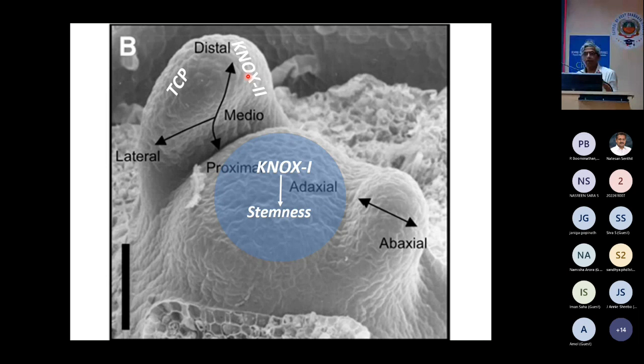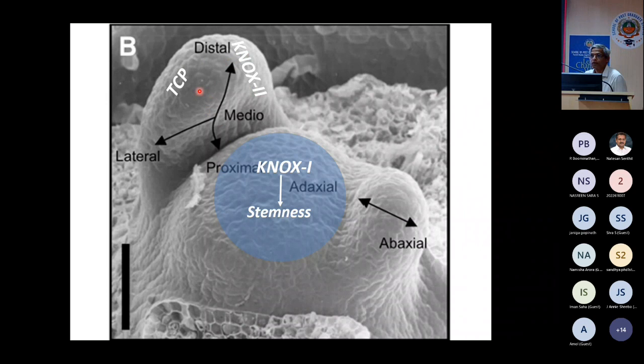Functional redundancy. Remove one gene, you see a little bit of phenotype. Remove two genes, a little more. Remove three genes, a little more. So keep on removing one after another. Suppose there are five genes working together, remove all five, you get the knockout phenotype. So there are many TCP genes expressed only in the leaf. There are many NOX2 genes expressed only in the leaf, and they induce the leaf differentiation.